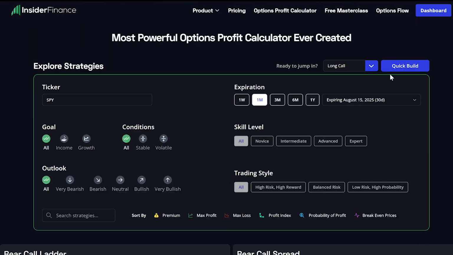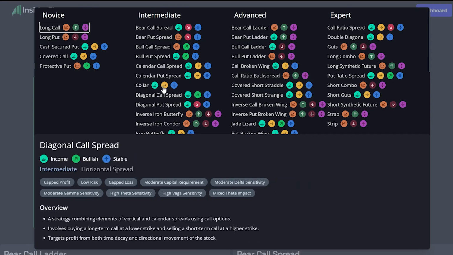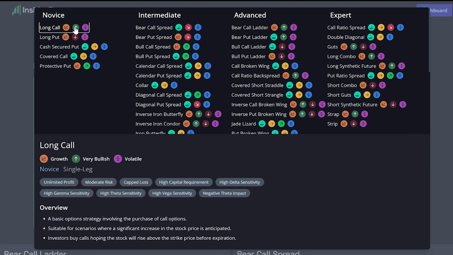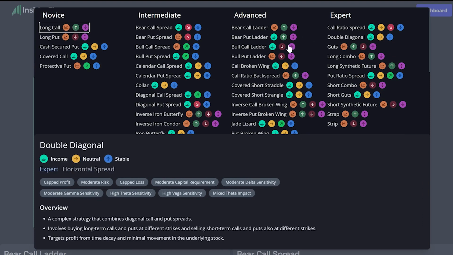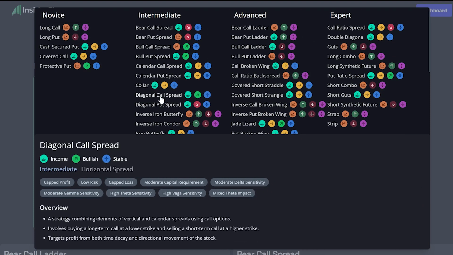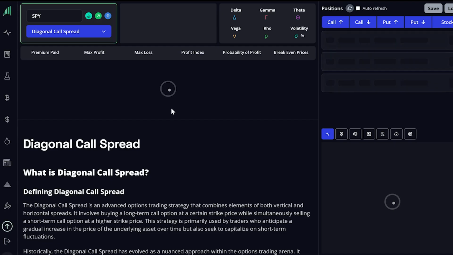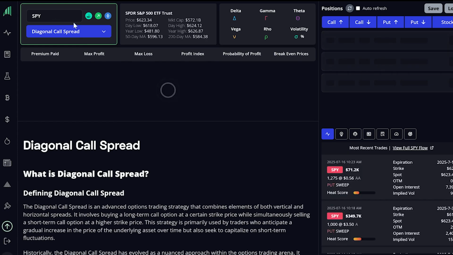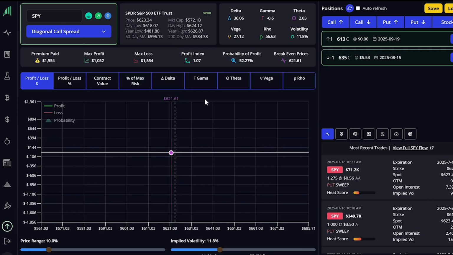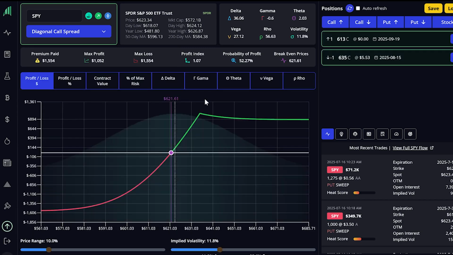If you have a strategy in mind that you want to build on, you can do that as well. There are more than 30 strategies here, and it groups them by complexity, which is really nice. So let's say we want to put up a diagonal call spread. We can hit quick build, and it will help us build this strategy and analyze it around the S&P 500 ETF's ticker here. And again, as I said, some aspects of Insider Finance are a little bit slow to load, and this is definitely one of them.